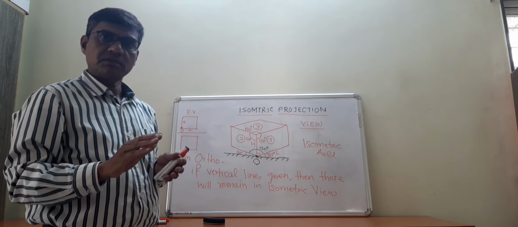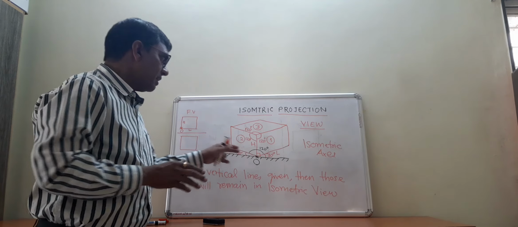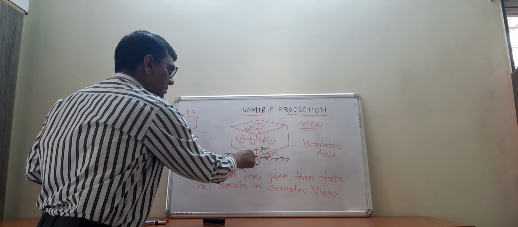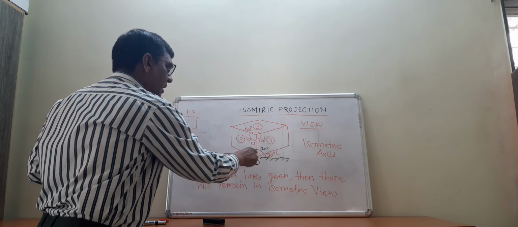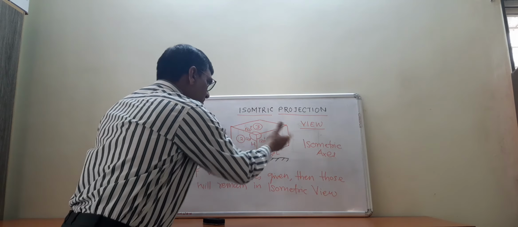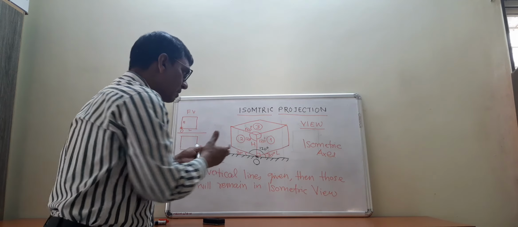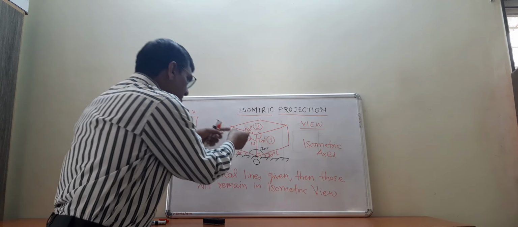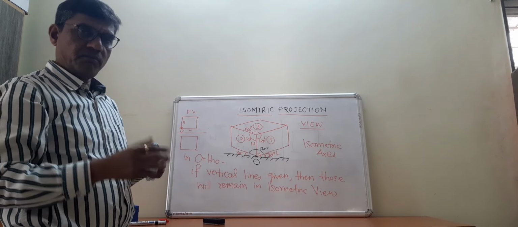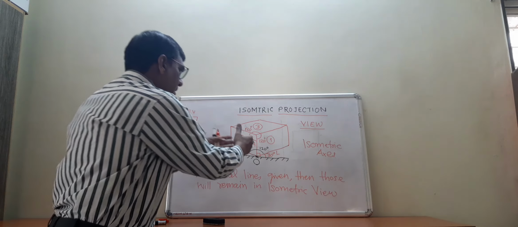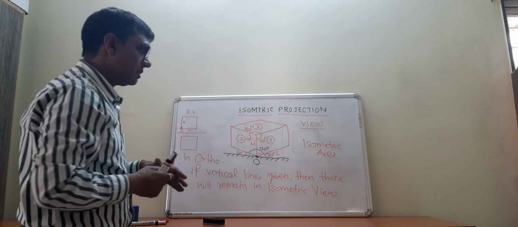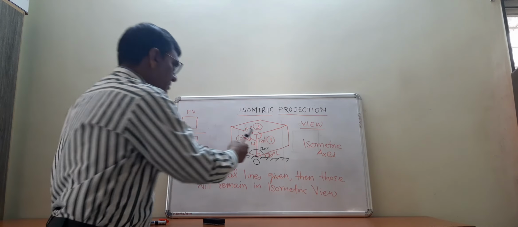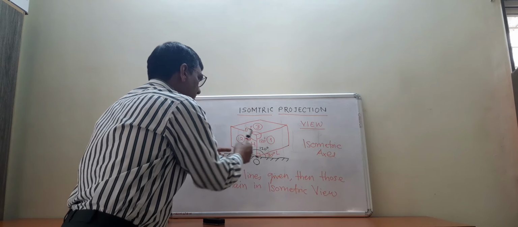No change in dimension. But when the object is placed in such a way that it is resting on one of the corners of the bottom surface as an origin on the ground line, and the two lines which are coming out, one on the right and one on the left, are making 30-degree equal inclination with the ground line, then in such a situation, when we take projection, an equal proportionate reduction of the dimensions of the respective lines will take place. That is, length, width, and height.